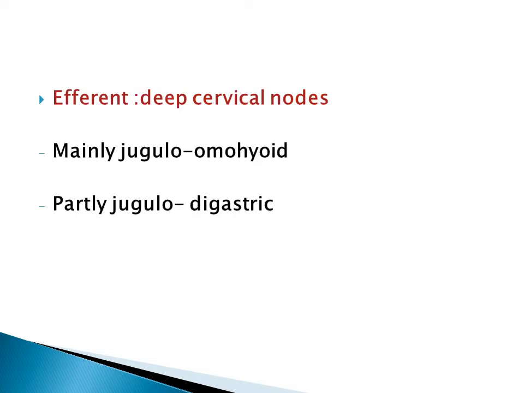So we know that the submandibular nodes are the peripheral lymph nodes. So from the peripheral lymph nodes, lymph has to ultimately drain into the deep cervical nodes. So from submandibular node, efferents drain into the deep cervical nodes, of which it is mainly jugulo-omohyoid and partly the jugulo-digastric nodes.